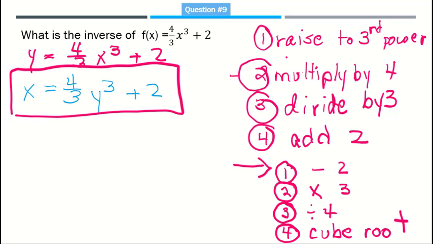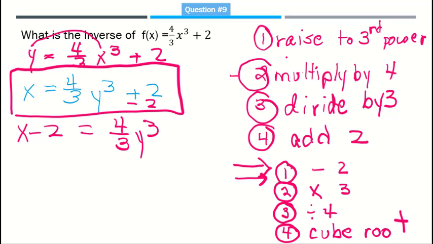So we're going to take this where we've switched the x and the y to find the inverse, and then solve for y. So the first thing I'm going to do is subtract 2. And notice that this is our first step over here. We'll subtract 2 from both sides. x minus 2 equals 4/3 y cubed. And then after we have this, we're going to multiply by 3.